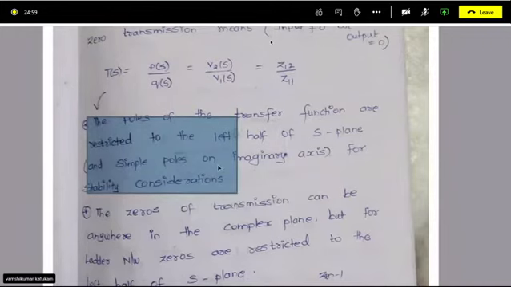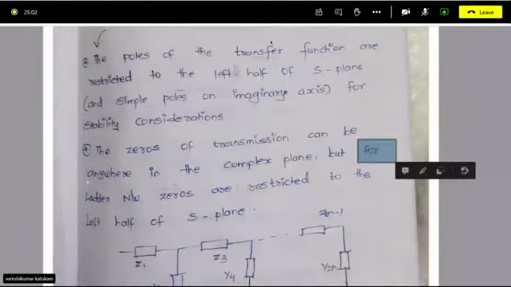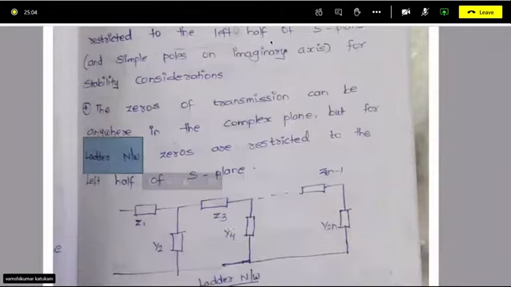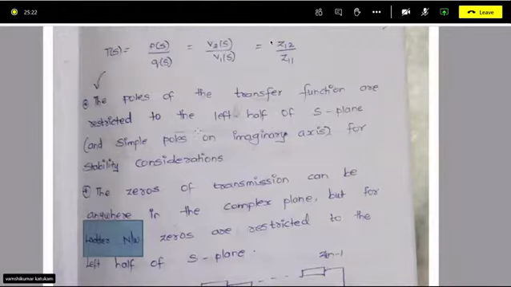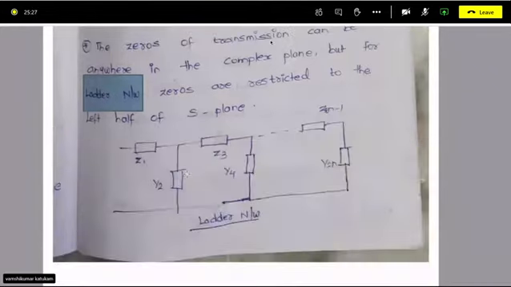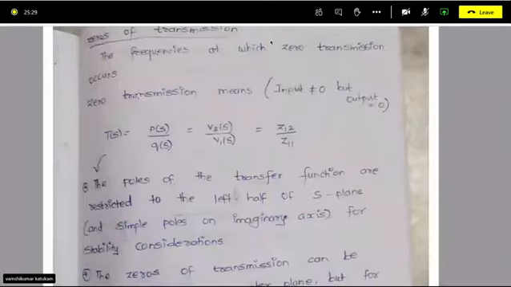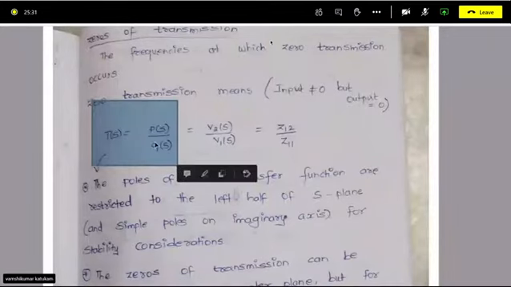But zeros can be anywhere, except that for ladder networks, zeros are also restricted to the left half. What is a ladder network? This is your ladder network. That means for a ladder network you have poles and zeros on the left half of the S plane, poles being there for stability. So this is about poles and zeros of the transfer function of a two-port network.